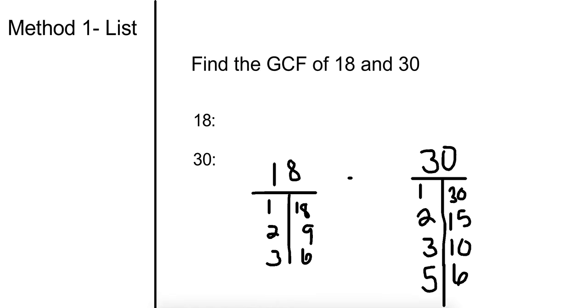So now what you have to do is find the one that they both have in common that's the greatest. So we go through them. They both have a 1 in common. They both have a 2 in common. They both have a 3 in common. They both have a 5, no, but they both have a 6. They both don't have a 9 or a 10 or an 18. So the greatest common factor they both have is 6.